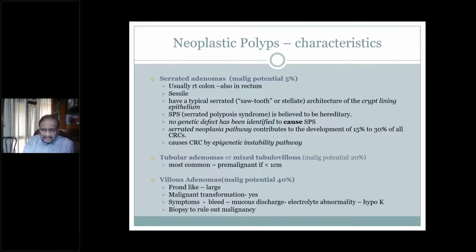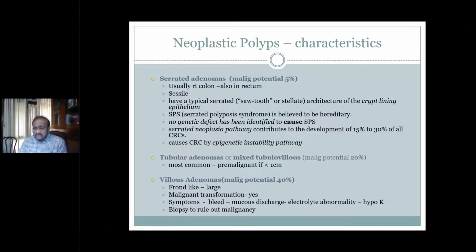So that has got a lining which is just like a saw. That's why it's known as a serrated epithelium. The other thing which is important for this is that they could be part of a serrated polyposis syndrome, which is believed to be hereditary, but no genetic defect has been identified up to now, right? Basically 30 to 50% of all CRCs are attributed to the serrated neoplasia pathway.